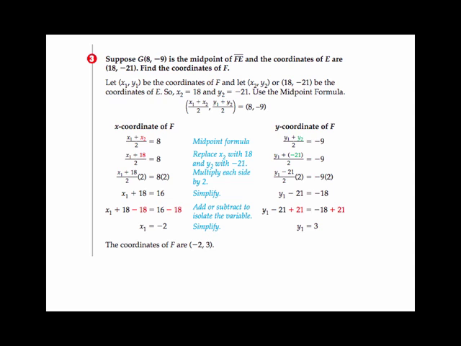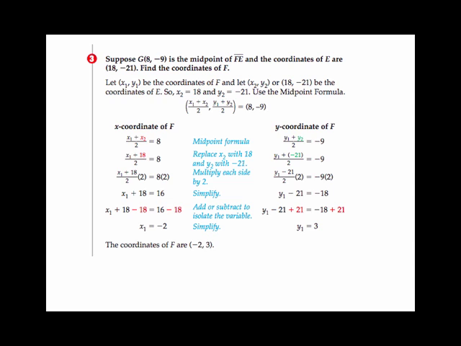I now solve for x1 by subtracting 18 from both sides. And I get on the left side of my expression the x1, and on the right side of my equation, my subtraction leaves me with a -2. So the coordinate value for x in the point F will be -2.